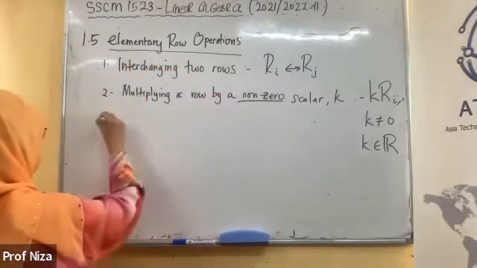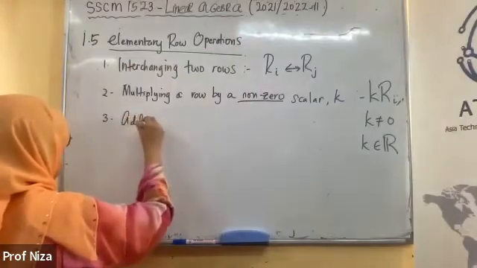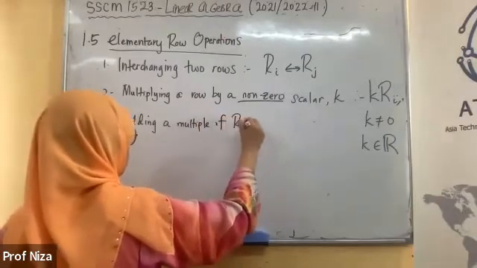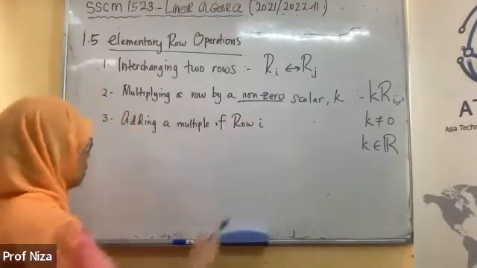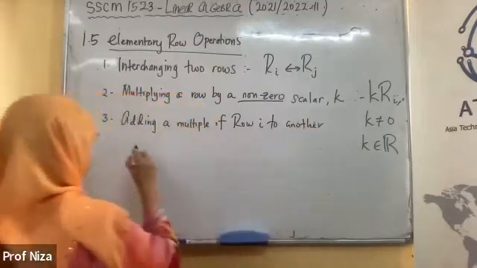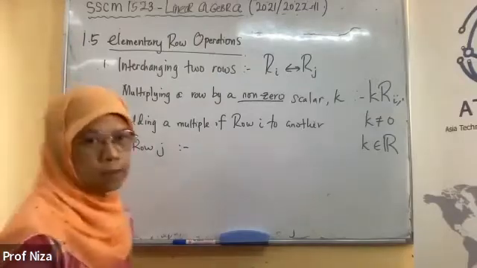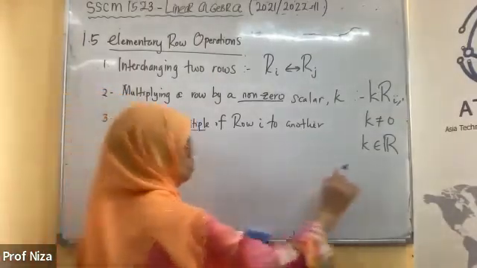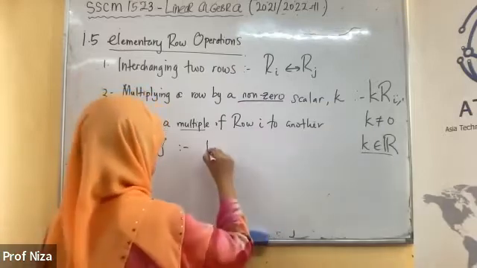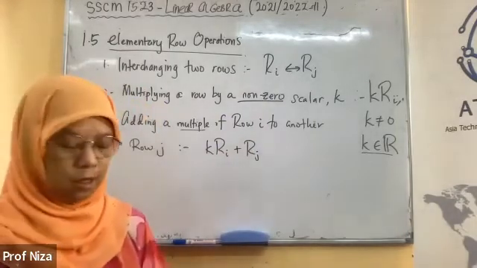The third one, adding a multiple of row i to another row j. A multiple with the same k in R, k is not 0. So k Ri plus Rj. Okay, k Ri plus Rj.